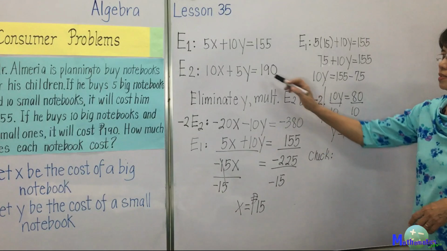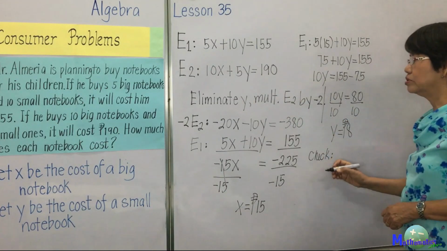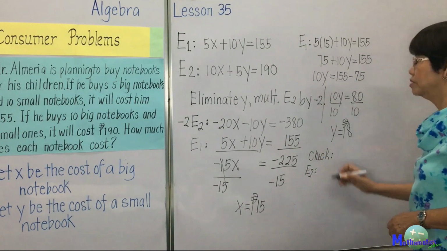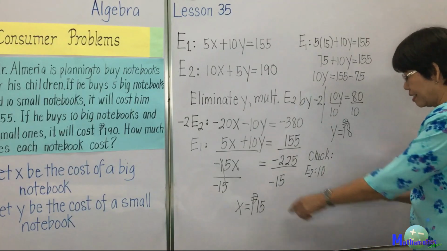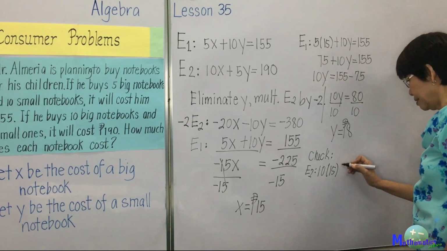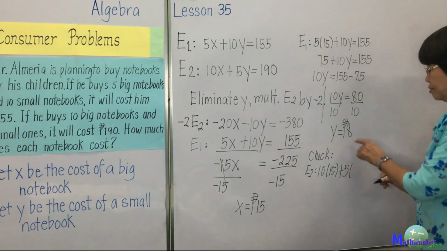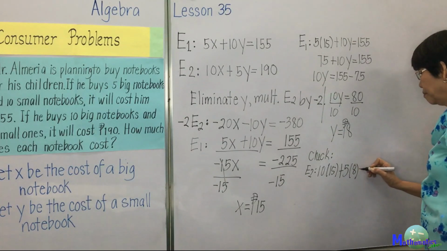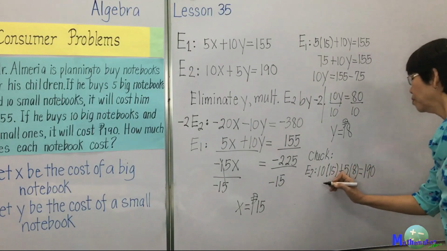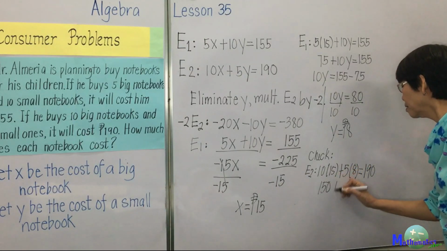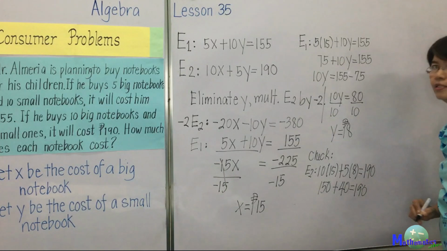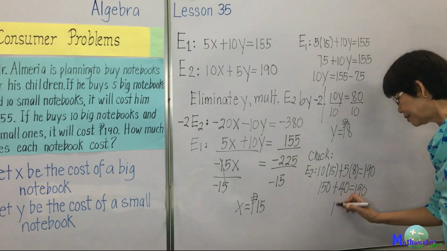Then, we can check. And we can use this equation, equation 2. So 10 times x plus 5 times y equals 190. 150 plus 40 equals 190. So 190 is equal to 190.